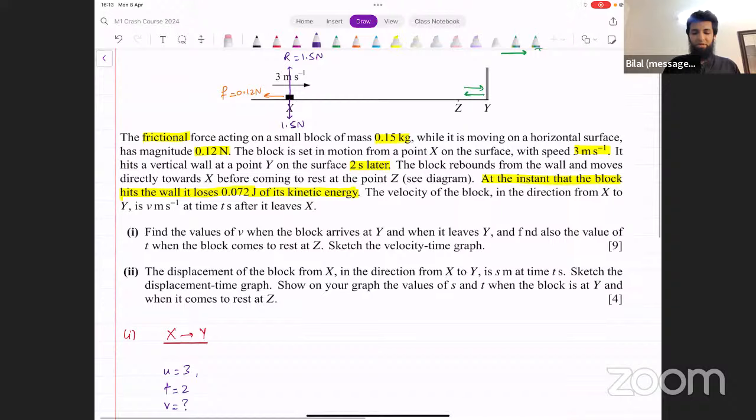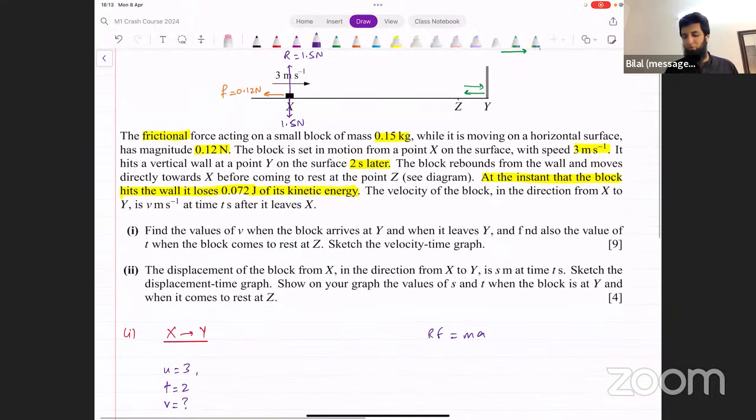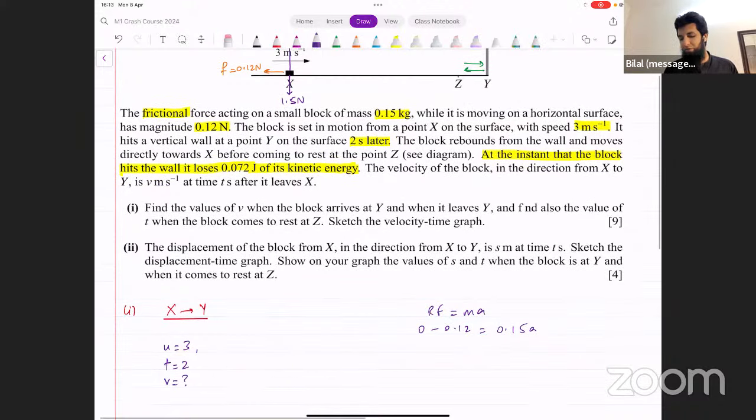So what we can do is find the acceleration value. How do you do that? Resultant force equals mass times acceleration. If the right side is the forward direction, what's the forward force? There's no forward force. What's the backward force? The backward force is 0.12. Minus 0.12 equals mass, which is 0.15, times acceleration. What we can do is find the value of acceleration from this. Minus 0.12 divided by 0.15, and that's giving me 0.8.